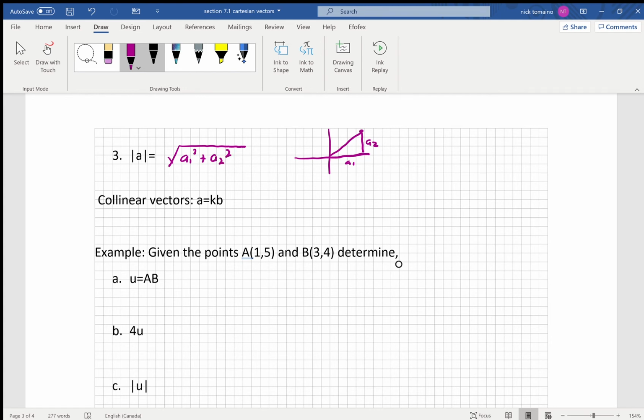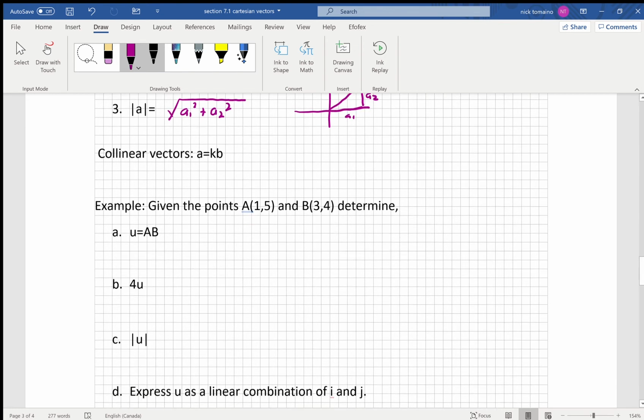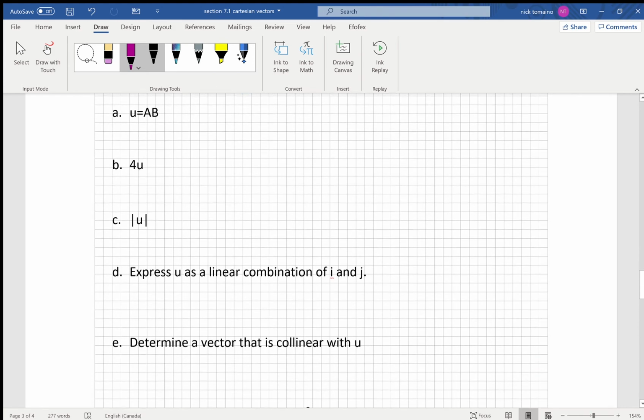Okay, and by definition, collinear vectors just means that the vectors are parallel. So one vector is a multiple of the other vector. All right, so we just got an example here.